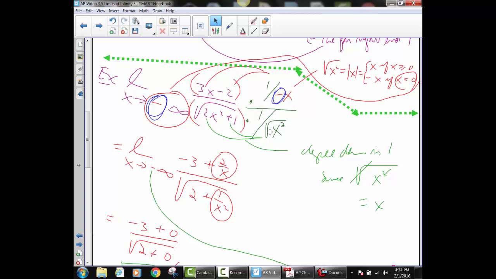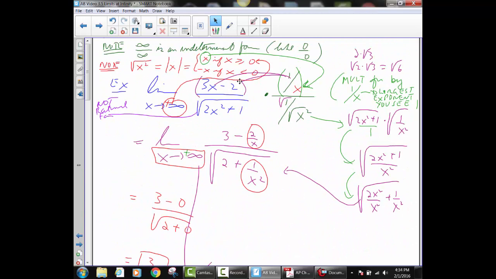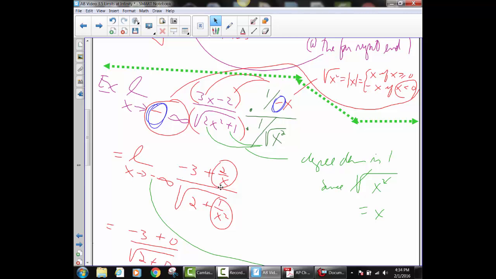But on the top, the square root of x squared is not x because x is going to negative infinity. And remember, when x is negative, the square root of x squared is negative x. So that's where that negative comes from. Now I'm going to distribute. I'll get negative 3 plus 2 over x. Here I'll have 2x squared over x squared, which is 2, and then 1 over x squared.